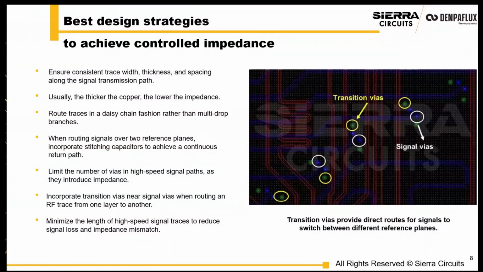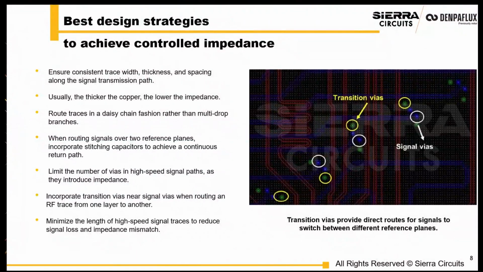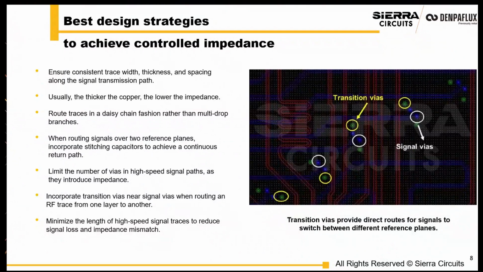Yes. Okay, great. So here are some design strategies you can use to achieve good controlled impedance. You definitely want to route with certain techniques. You want to keep your trace widths consistent. Spacing along the signal transmission path should also be consistent. Thicker copper usually lowers the impedance. You want to use a daisy chain configuration instead of multi-drop branches. Multi-drop branches can cause signal reflections and other interferences.